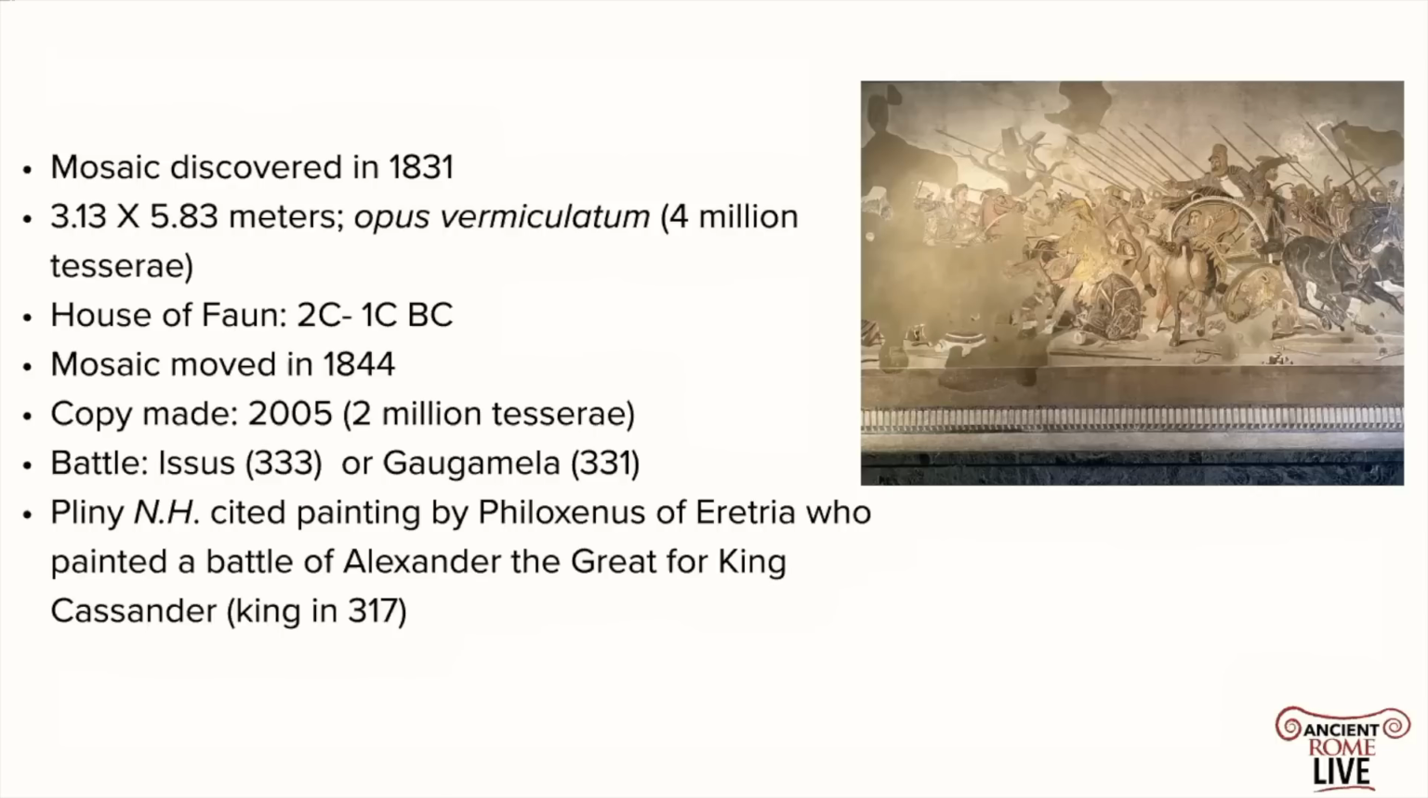Now, Pliny the Elder cited a certain Philoxenus of Eritrea who painted a battle of Alexander the Great for King Cassander. This is a person who's slightly after Alexander the Great. So that's been typically cited in the scholarship as a potential source. If this is a painting, and we feel, because the scene shows these two kings in battle against each other, that it's Issus or Gaugamela, maybe it's this battle that was painted for King Cassander.